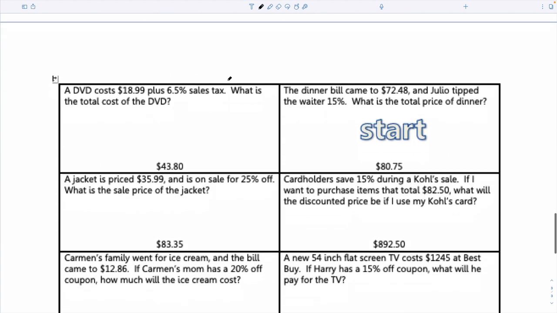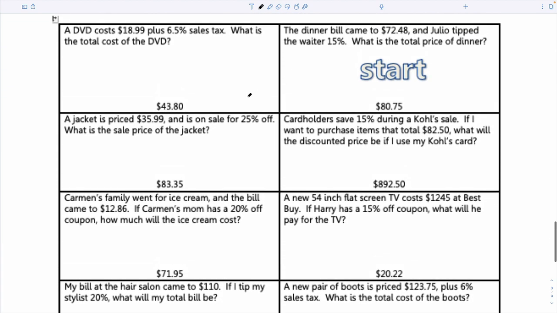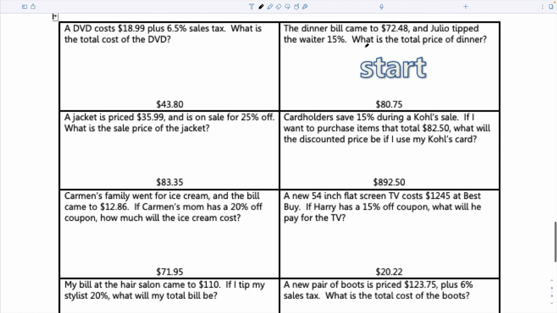Next page, please. Here's what you have. You have a map. This is kind of like a maze that you're going to start where it says starts, and you're going to read that question first. We're going to do this one together, then I'm going to show you how you find your answer. The dinner bill came to $72.48. Julio tipped the waiter 15%. We want the total price.